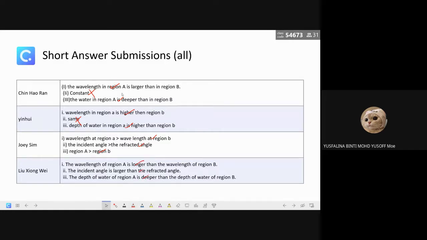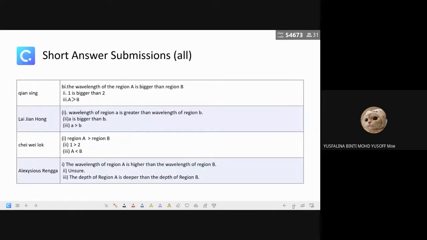And also you have to know when the refraction occurs, it is from less dense to denser medium. So the direction of the propagation will become towards the normal line. So that's why the angle becomes smaller, because it is refracted towards the normal line.